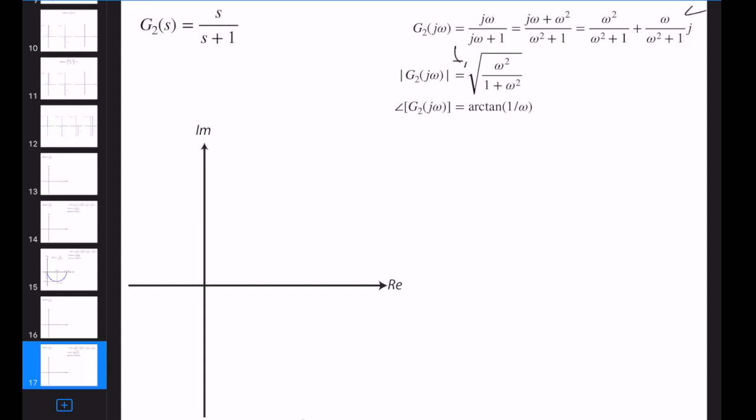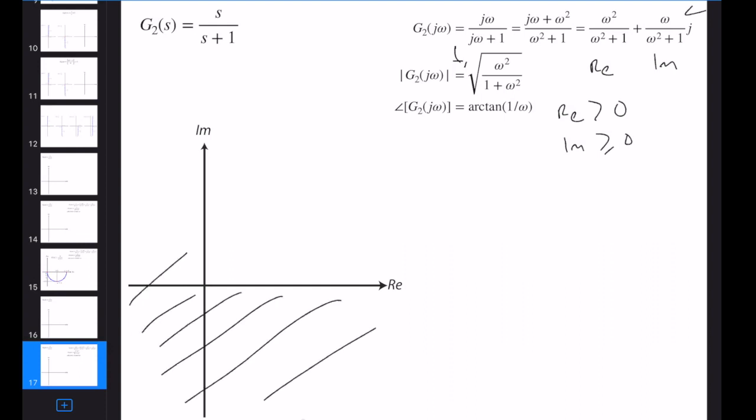Let's analyze it in a similar framework. This is the real part. This is the imaginary part. As we can see, the real part is always greater than 0. In this case, the imaginary part is always greater than or equal to 0. So if we eliminate other regions, our polar plot will be included in this region.